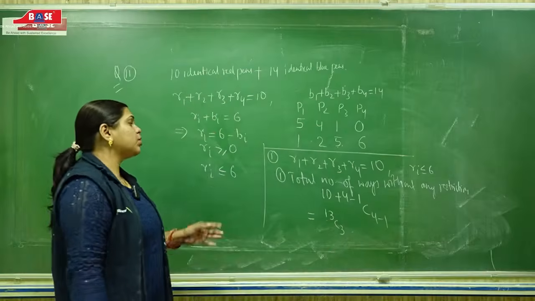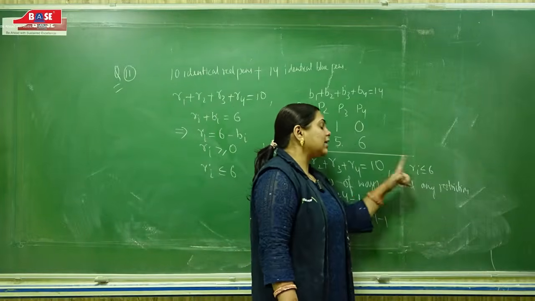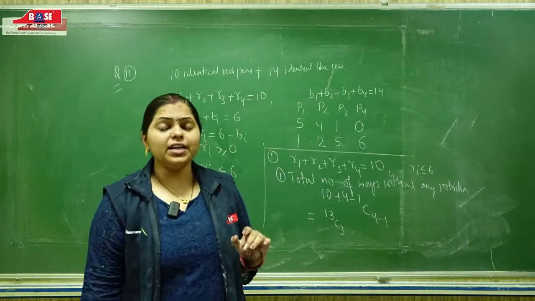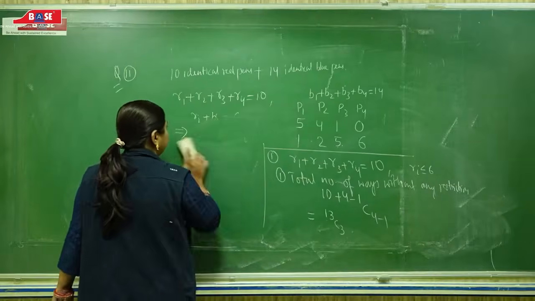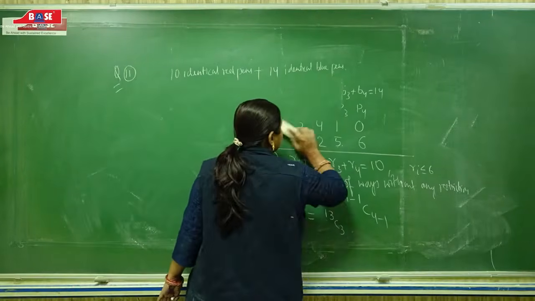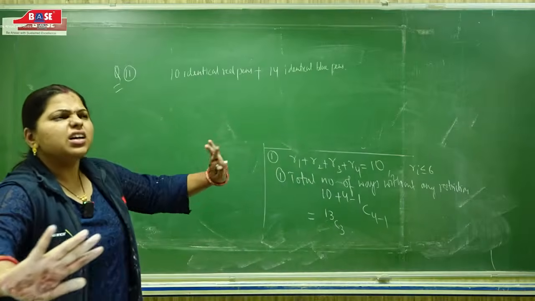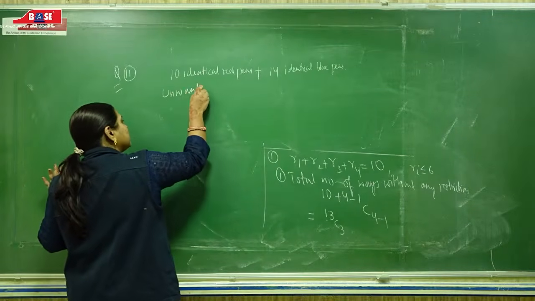Now we need to think about what the restriction is. Here we have not thought that each Ri should be less than or equal to 6. That we have not thought about, right? So now how are we going to think about it? Please listen very carefully. In this case, we have to think about the unwanted case.